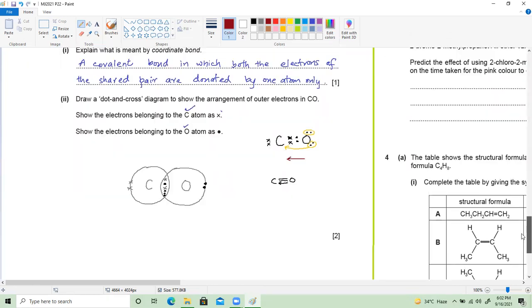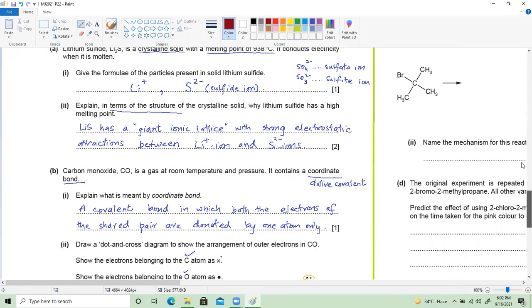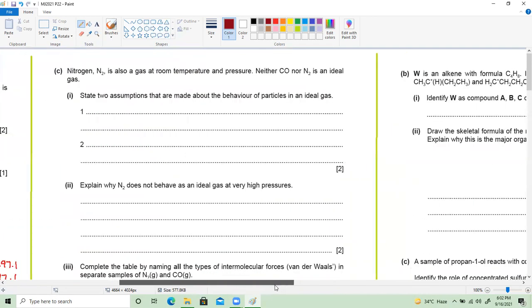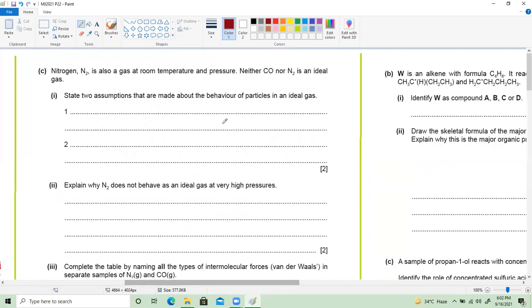Should we move on? Okay. Next part of the question, part C. Nitrogen is also a gas at room temperature and pressure. Neither carbon monoxide nor nitrogen is an ideal gas. State 2 assumptions that are made about the behavior of the particles in an ideal gas.